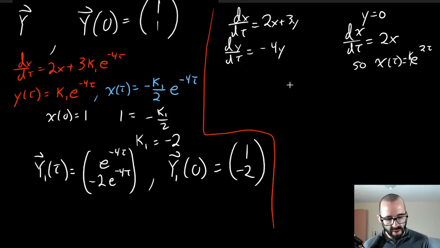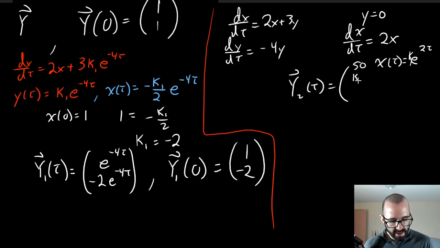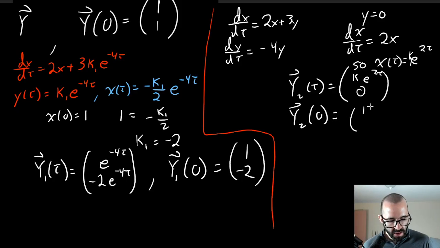So we have a solution. We found another solution, right? y2 of t was when x is any constant times e to the 2t. Let's not call it k1. And y is 0. Because specifically what we notice, what's the initial value of y2? It's k comma 0.